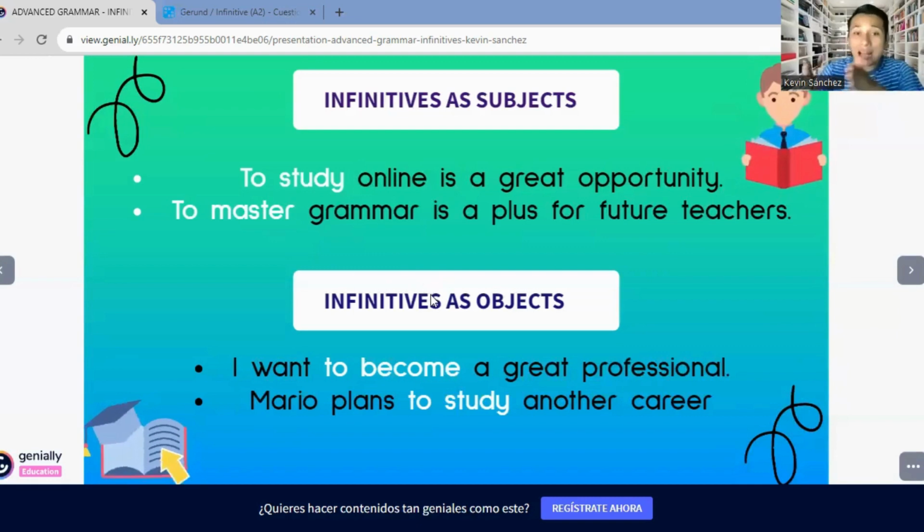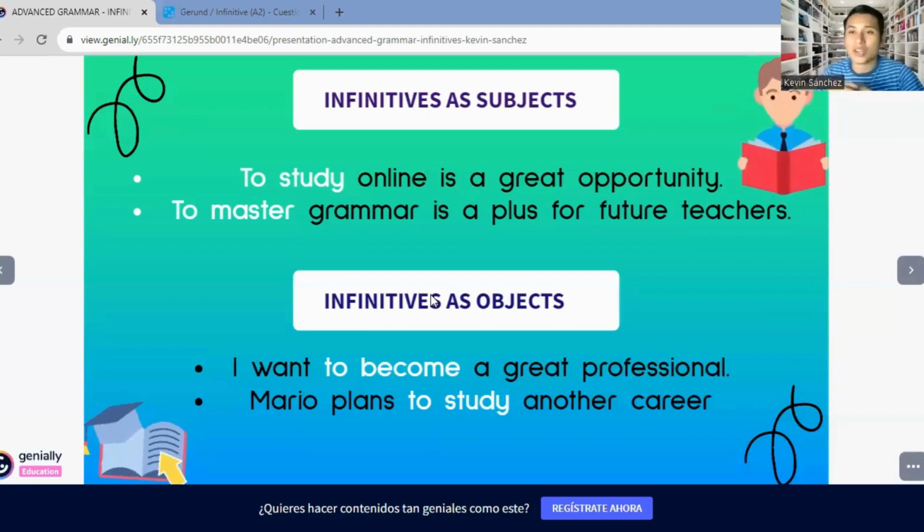Now they act as the object, sorry, of the sentence. For example, here I have added two examples. The first one says, I want to become a great professional. Mary plans to study another career. All right. So how can I identify when I am using the infinitive as an object of the sentence? Well, that's pretty simple because I am using, for example, I want. What do I want? You can ask that question to yourself. What do I want?